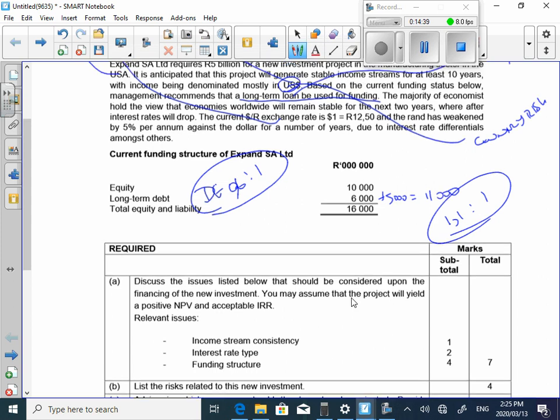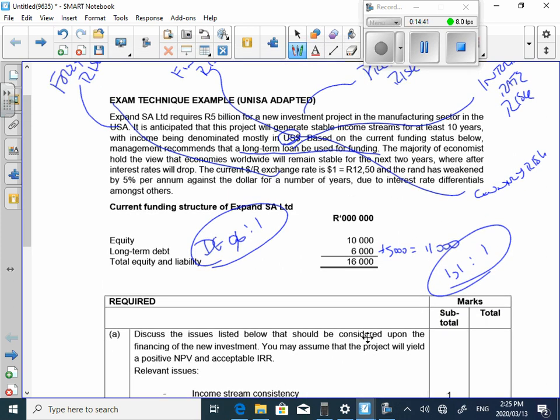So first things first, let's just have a look at the facts of the question. So the project is in the United States. The income streams are going to be in dollars. Okay. And we need to get a loan. So should the loan be in US dollars or rands?